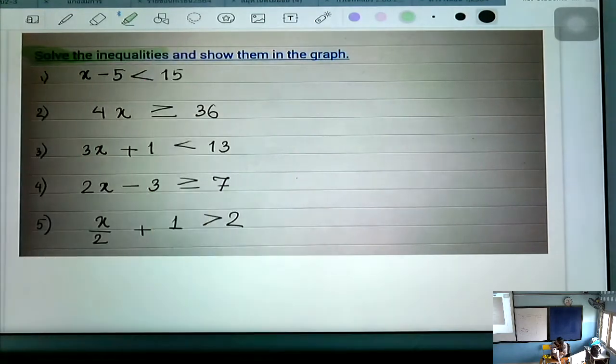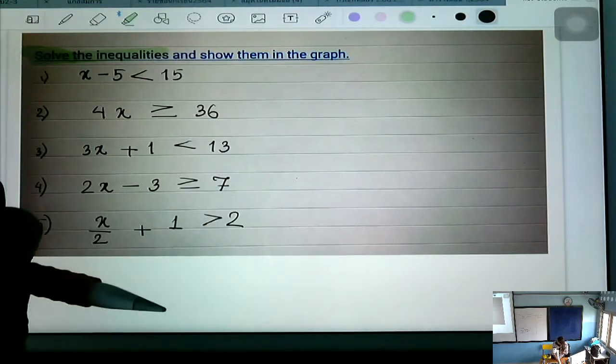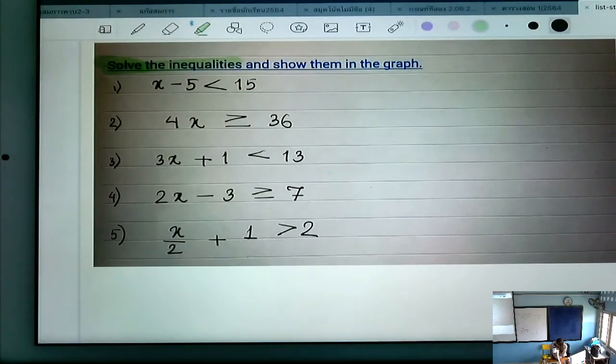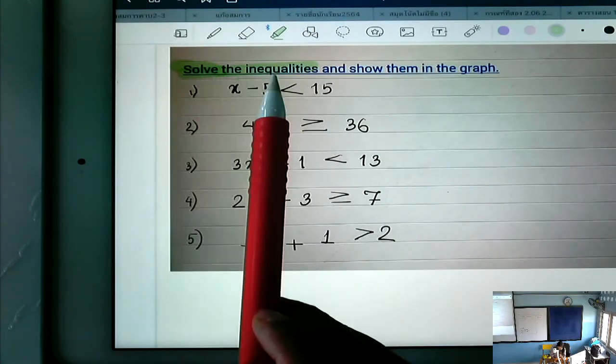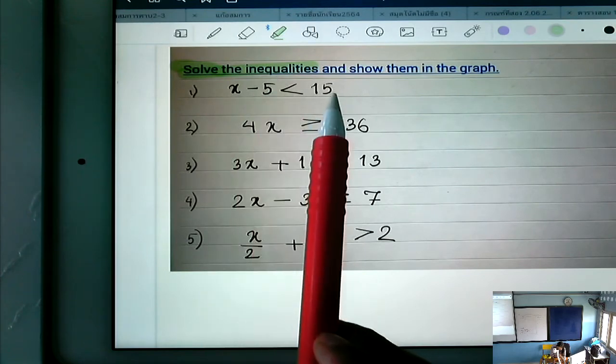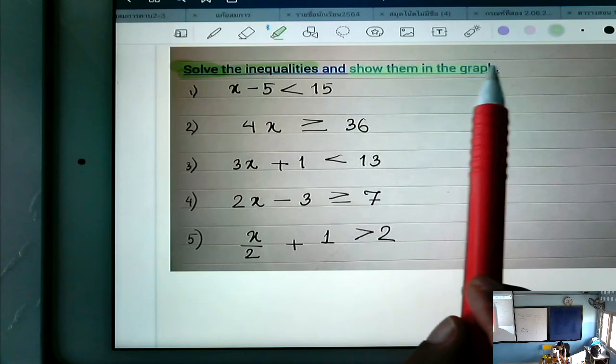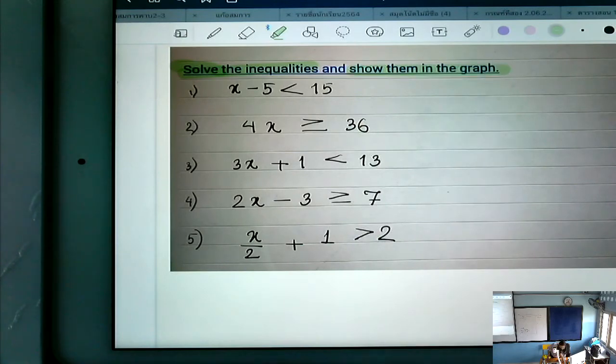Solve the inequalities. Why is it so dark? Okay. Can you see? Yes, good. Okay, now you can see. Solve the inequalities means find the solution, and show them in a graph means show them on the number line. Okay? Did you understand? Good. Now start doing your work. I will come to check your notebook. Thank you.